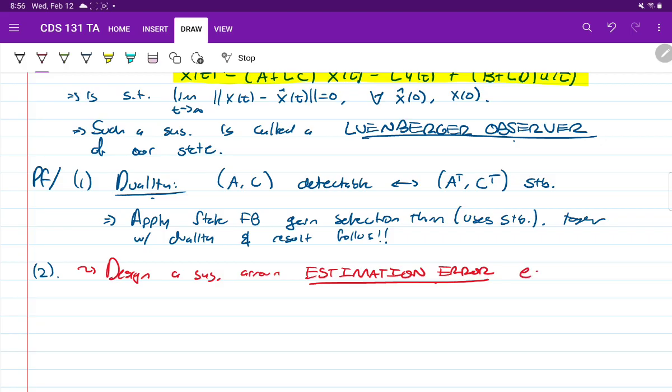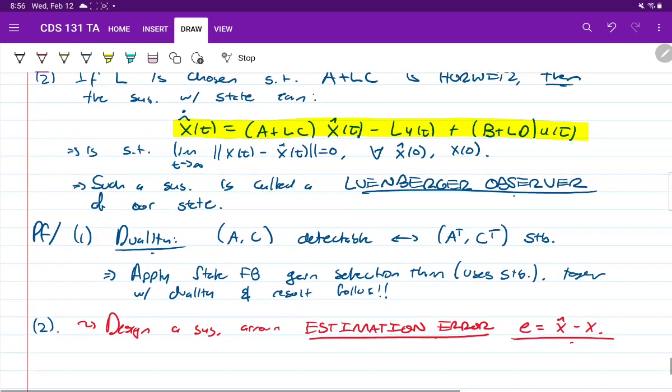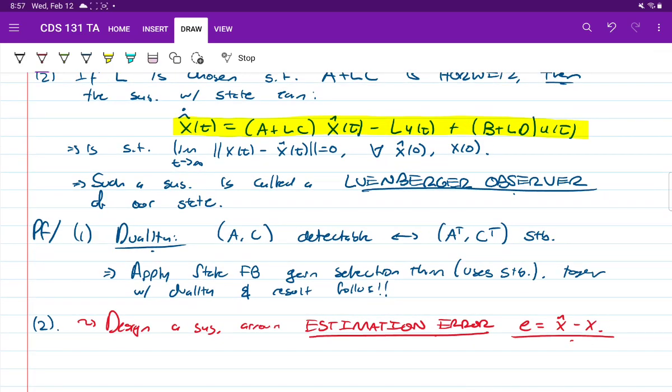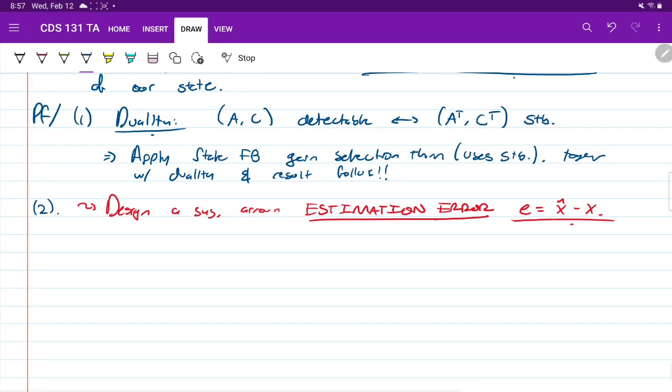Which I'll call E equals x hat minus x, okay? Now the dynamics of this system should be such that, when we compute the derivative of this estimation error, pretty much all of the terms drop out, except this error term x hat minus x. And it turns out if we want all of the non-x hat minus x terms to drop out, this system up here with x hat dot equals (A plus LC) x hat minus L y plus (B plus LD) u is exactly what we need. Okay, so let me go ahead and show that.